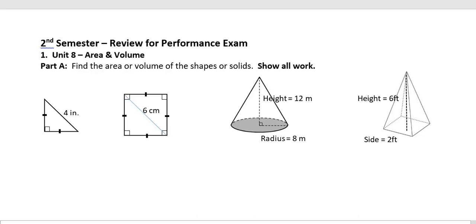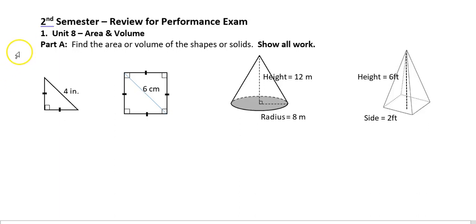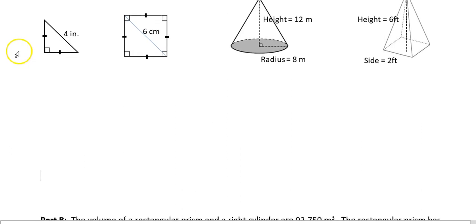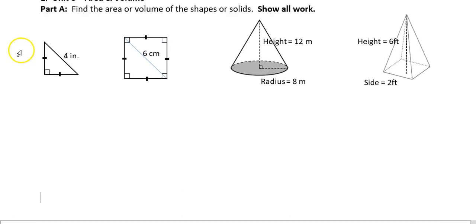So in this video, I'm going to go over the second semester review for the performance exam. Number one is Unit 8, Area and Volume, and there's going to be 3 parts to this question. So we're going to start out by doing part 1, which is find the area or volume of the shapes or solids and show our work. So I'm going to scroll up here so I have plenty of room to work.